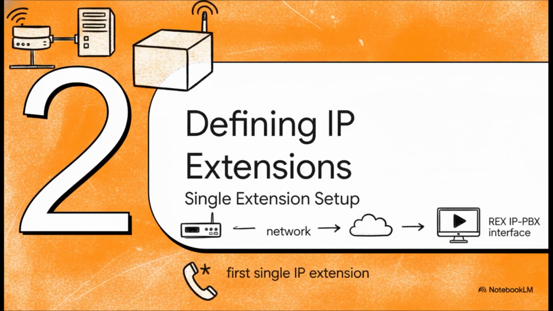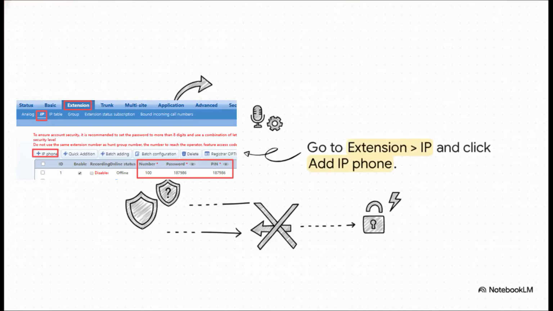Moving right along to Section 2, Defining IP Extensions. This is where we set up our very first single extension. So jumping into the REX IP PBX web GUI, just head over to the Extension tab up top and grab IP from the submenu. To spin up a single user, hit that Add IP Phone button. Now pay close attention to these three fields: number, password, and PIN. Let's say we set the number to 100 and pop in a secure password.